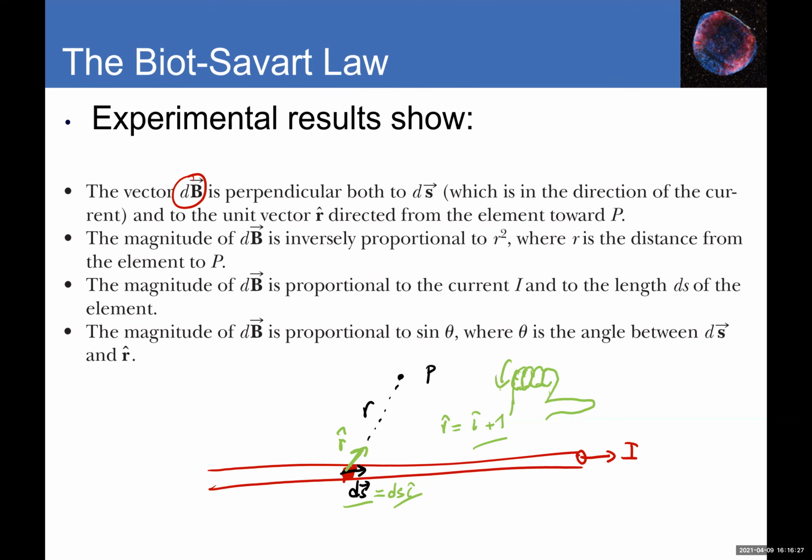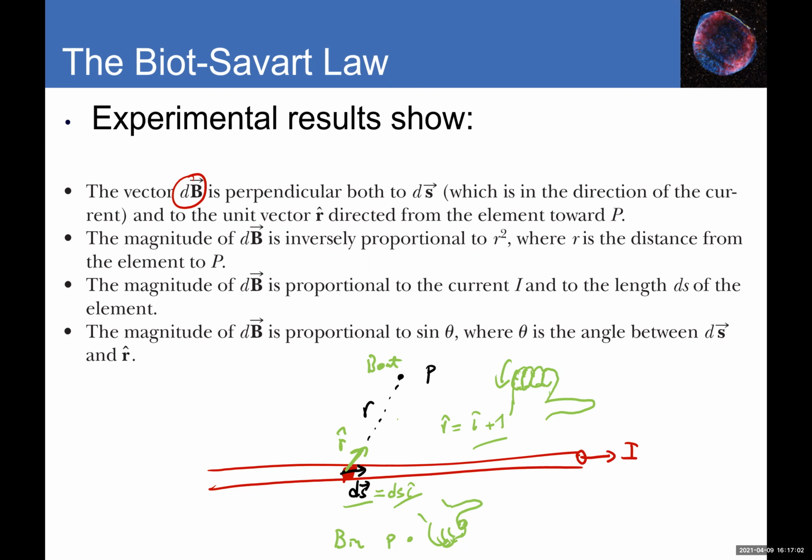For example, if my point P was here, then in order for me to have my thumb pointing in the direction of the current, my fingers would have been curling like this, which means they will be curling into the page. And that would have been giving me magnetic field into the page. And then here, magnetic field out of the page. Okay, so those are some of the things we will see.